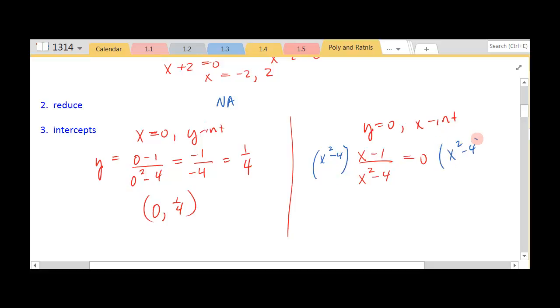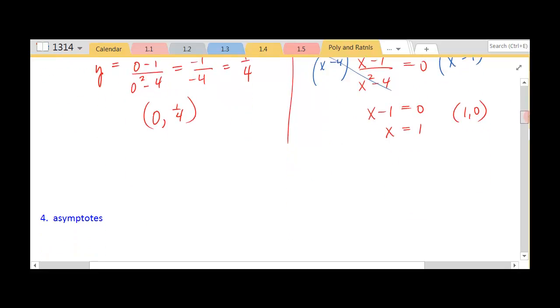X squared minus 4, because that causes the x squared minus 4 to cancel, and this over here, 0 times anything is just 0, so we have x minus 1 equals 0, or x is equal to 1. So now I have another intercept occurring at (1, 0), so this is the x-intercept. And that's how I'm going to go ahead and find the intercepts.